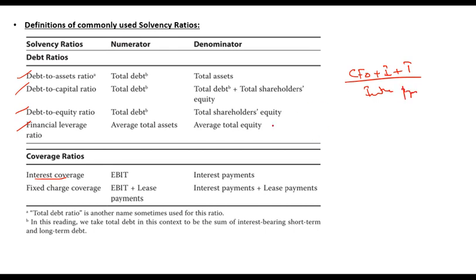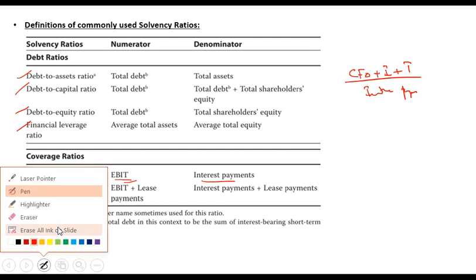And we discussed another way of calculating it, which is taking earnings before interest and tax and dividing it by interest payment. Under solvency above, debt to asset ratio and debt to capital aren't they the same?